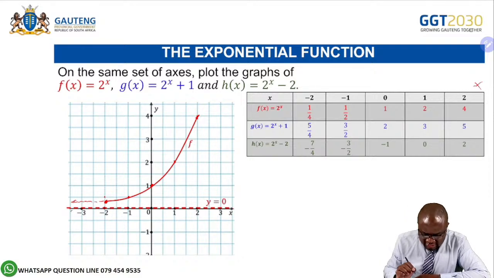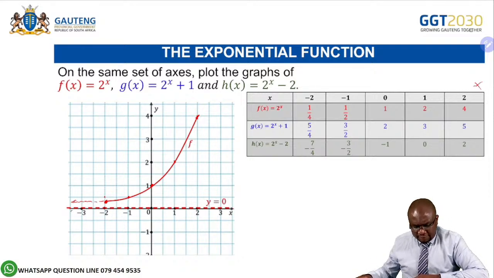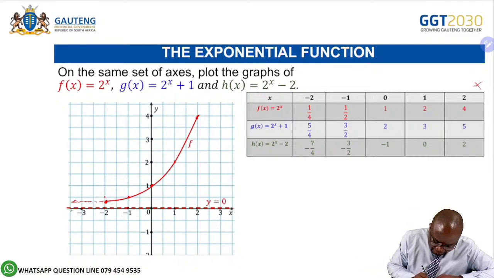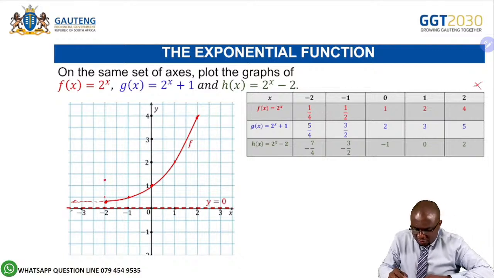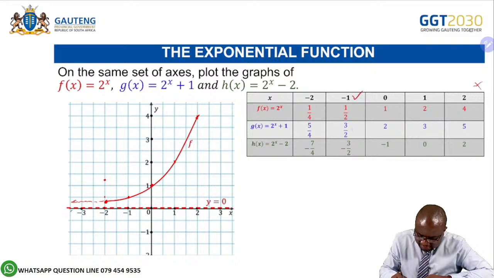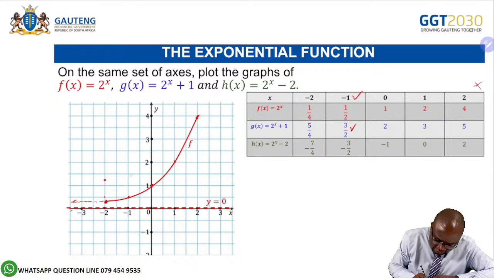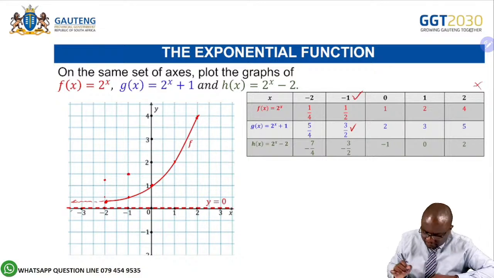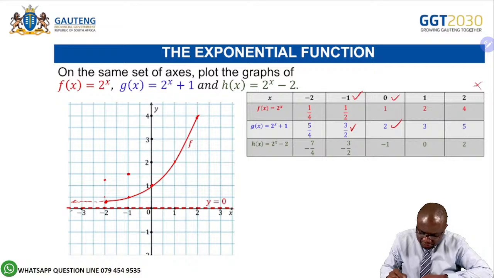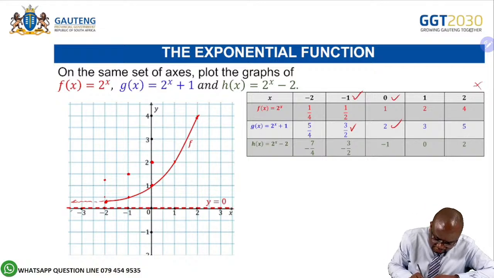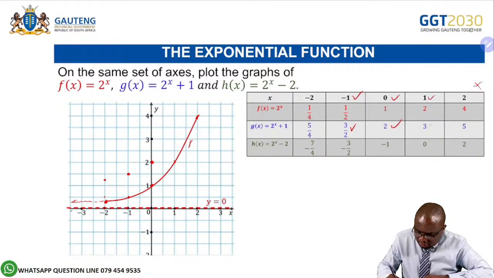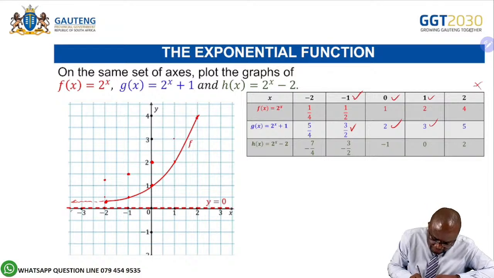Right, let's start with g of x. When x is -2, y is 5/4, which should be 1.25. Where is 1.25? 1.25 should be here. And then when x is -1, y is 3/2, which is 1.5 as a decimal. 1.5 should be here. And then 0 goes with 2, so it is here. And then 1 goes with 3, it is here. Am I right? Yes.